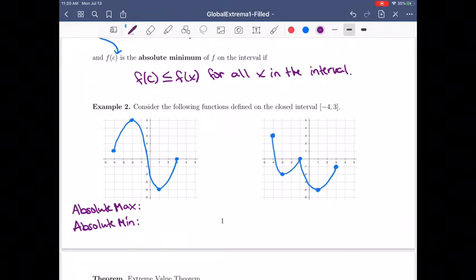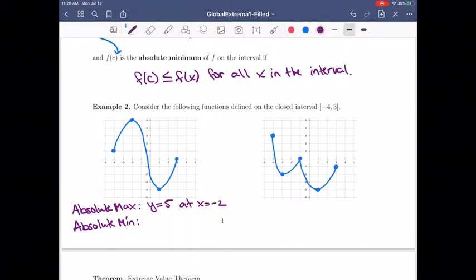We want to look at this graph. It's defined on this interval, so we're not talking about a neighborhood, we're talking about this entire interval, from x equals negative 4 to x equals 3. What is the biggest y value? Well, we can see in this first one that it gets up to y equals 5. That's going to be our absolute maximum. So it's y equals 5, which happens at x equals negative 2.